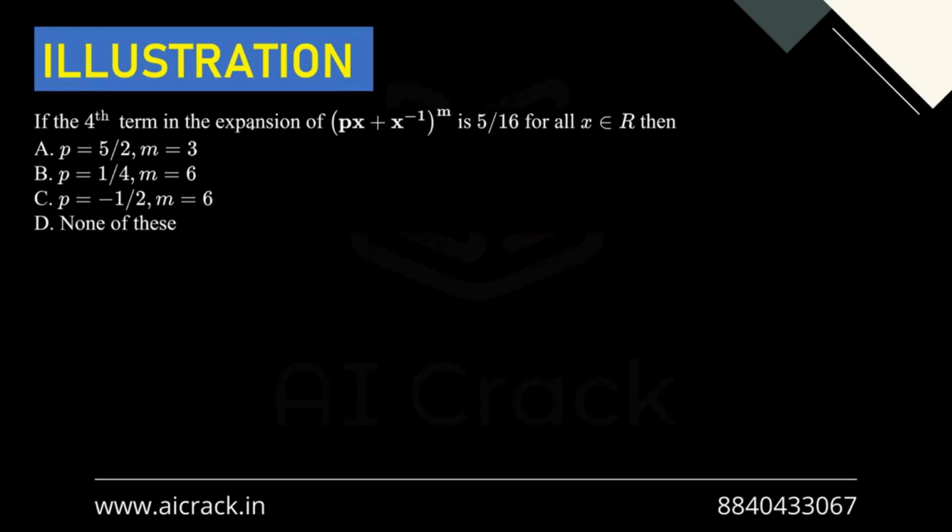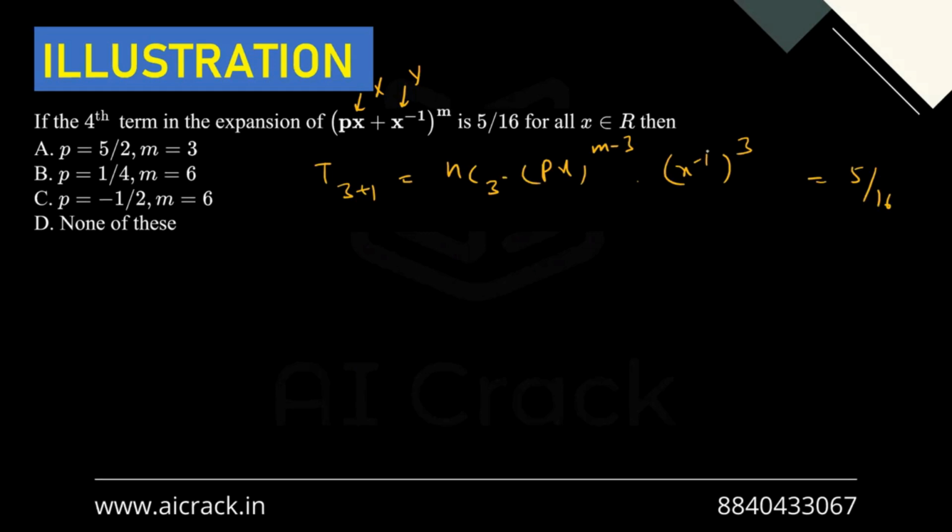Now let's look at one more example. If the fourth term of the expansion (px + x^(−1)) raised to power m is 5/16 for all x belonging to R, then what are the values of p and m? We'll write the fourth term of the expansion. T4, the fourth term, would mean 3 + 1, so the r value would be 3. That means nCr · px, this is called capital X, and this is called capital Y. Capital X raised to power n − r, that would be m − 3, and x raised to power −1 raised to power r, that is 3. And the fourth term is 5/16. That essentially means it doesn't have any x component. Let's write it once again. This is not n, this is m.